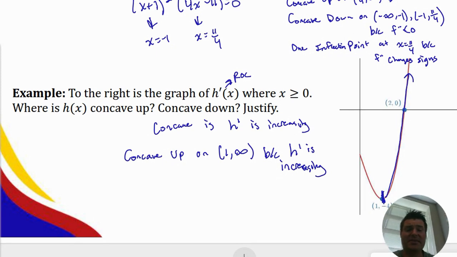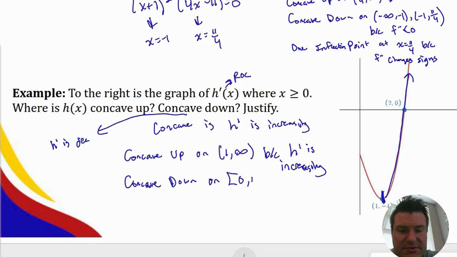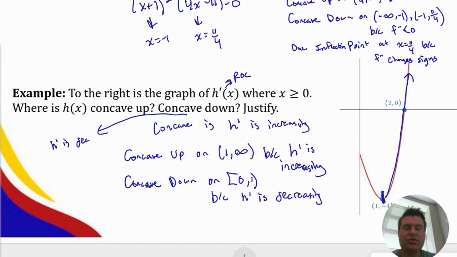And we can say the same thing for concave down, but obviously the complete opposite. So concave down here is when h prime is decreasing. So we are concave down on, we'll include 0 because it's included in our interval here, from 0 to 1, because h prime is decreasing. And this is going to wrap up our video here for concavity.